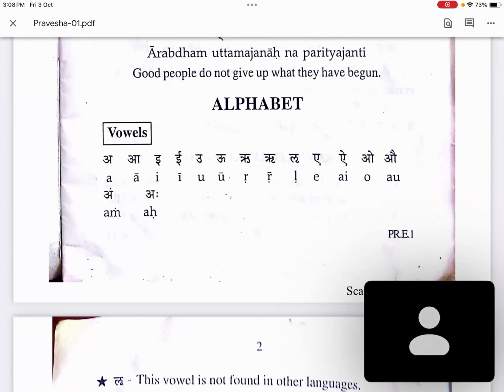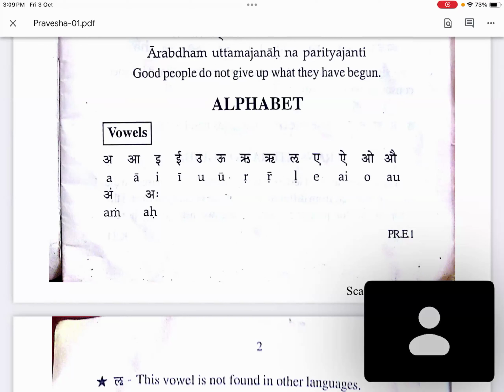They have joined am and aha also in Pravesha. But I told you yesterday, according to Sanskrit, this is easier for you, which is why they have joined it. Whenever they ask how many swaras there are, there will be only 13.